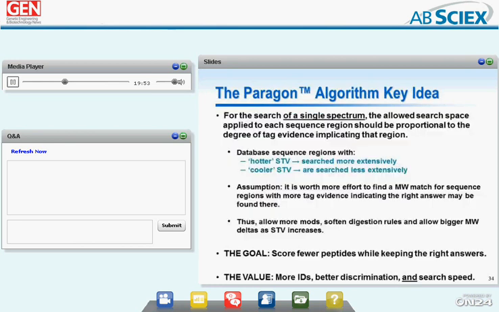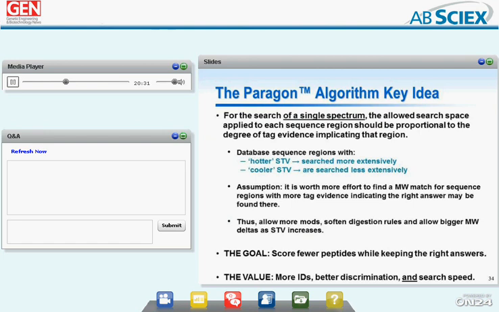When we look at how the Paragon algorithm is based on using these taglets, it allows the search space to vary based on the sequence temperature value. So the more taglets that you match to a particular peptide sequence, the higher the sequence temperature value, and it is then searched more extensively for modifications. This follows the base assumption that it is worth more effort to find a molecular weight match with more tag evidence, indicating that the right answer may be found there, and then it will allow softer digestion rules, increase the number of modifications it will search, and allow larger molecular weight deltas.